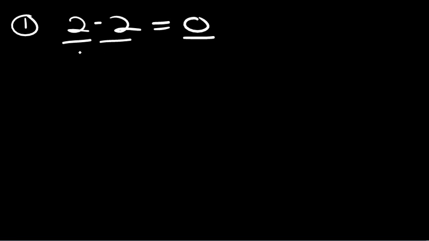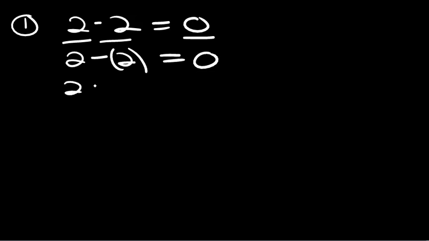But we can expand this 2 minus 2 to this 2 minus, in brackets, 2. Okay, that still stays 0. Then we can write this as 2 subtracting 2 cookies. Okay, positive 2 cookies. Okay, so that makes sense.